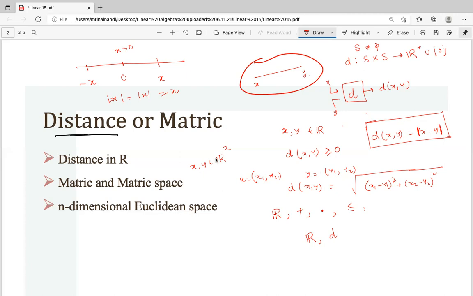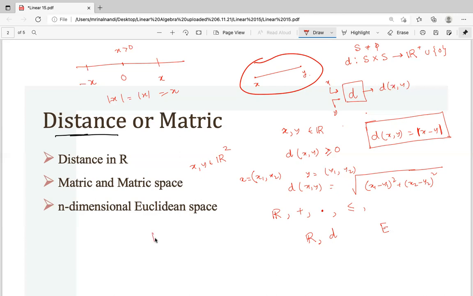Now this is called distance, and once this distance is introduced on R, then we call it Euclidean space E. What is Euclidean space? As I said, this is the real line, the real numbers with a Euclidean distance. This is called Euclidean distance. There are several distances. This distance is called Euclidean distance.